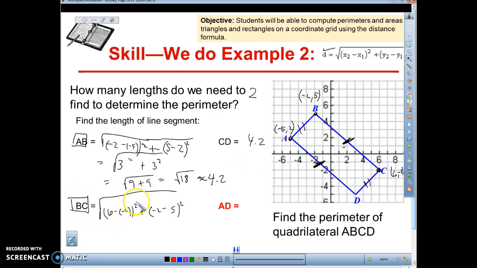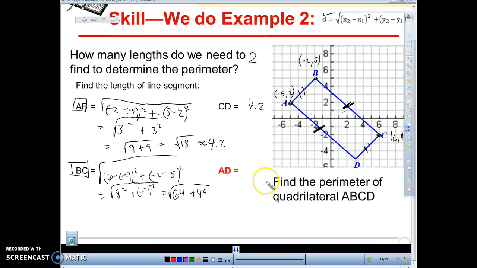6 take away -2 becomes positive 8 squared. -2 take away 5 becomes -7 squared, which ends up being 64 plus 49. 64 plus 49, and this is equal to 113. The square root of 113, which is approximately 10.6. Okay, and that means AD is also 10.6.